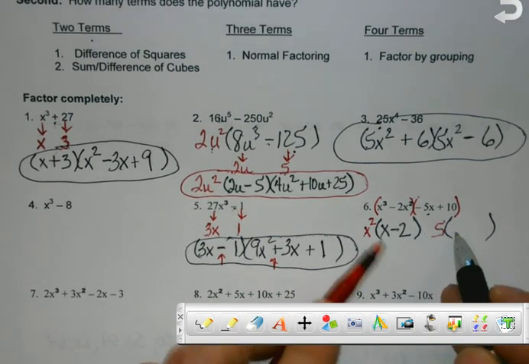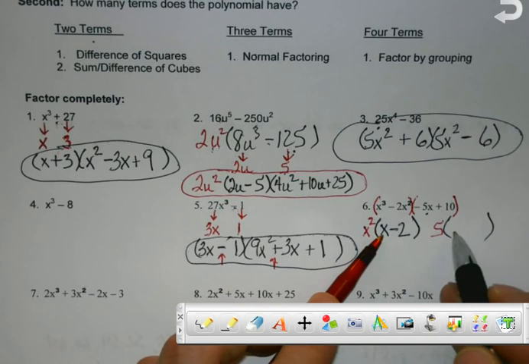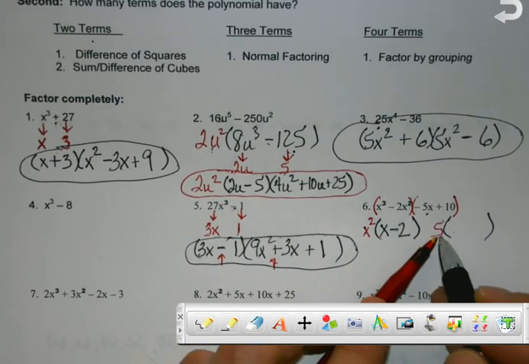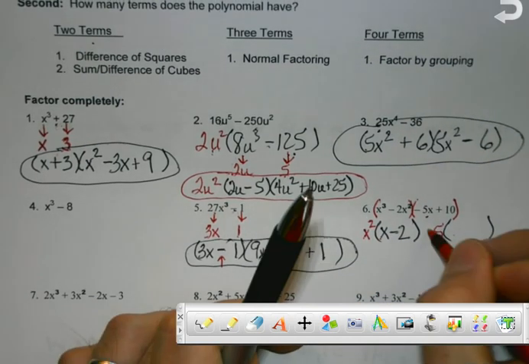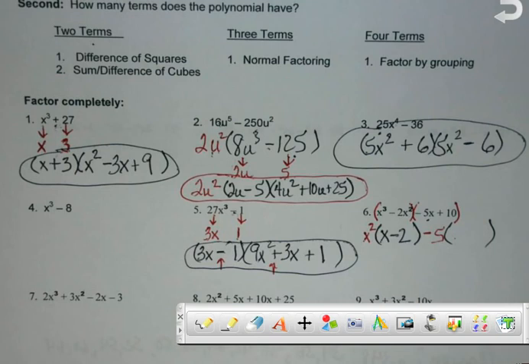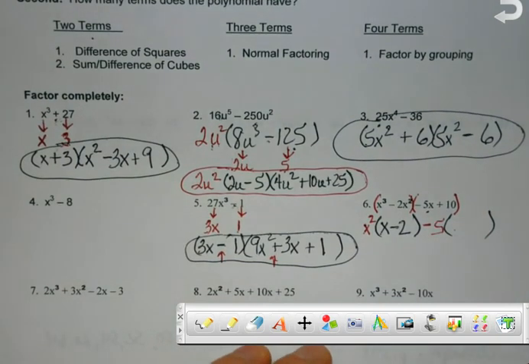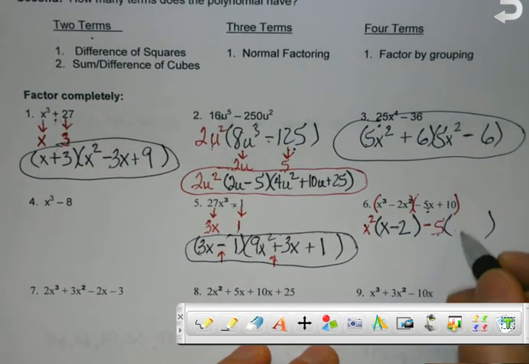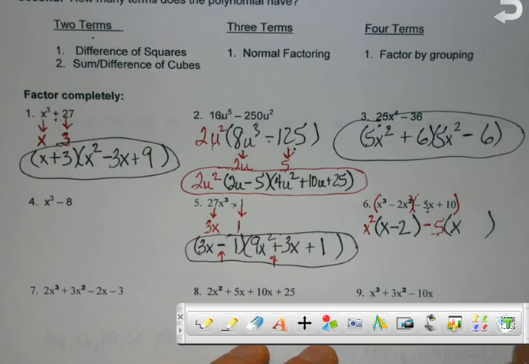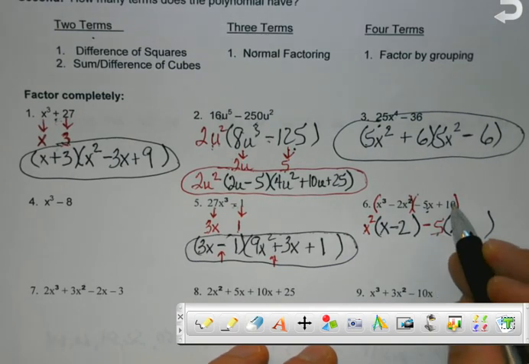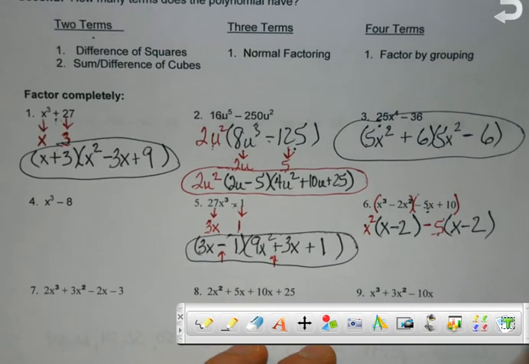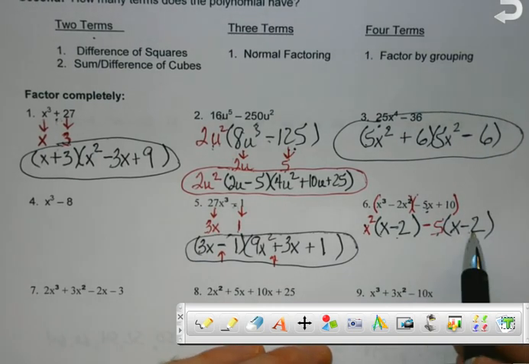Negative x. Now, is that the same as this? No. So what's one little tweak I could make to my factor? If I make this negative, or minus 5, negative 5 times what gets me to negative 5x, plain old x? Negative 5 times what gets me to positive 10? Negative 2. That's what I'm looking for. These should be the same every time.